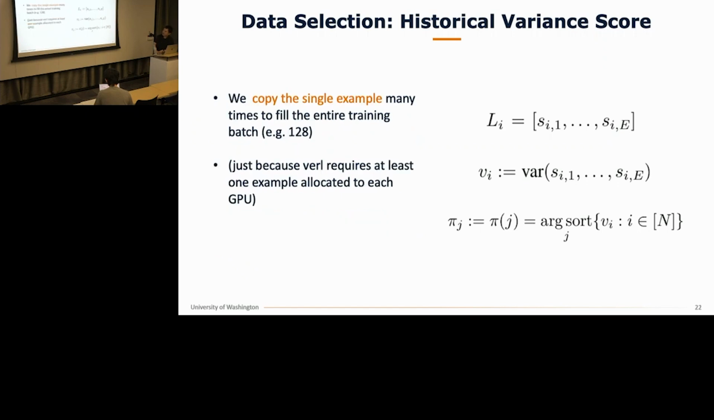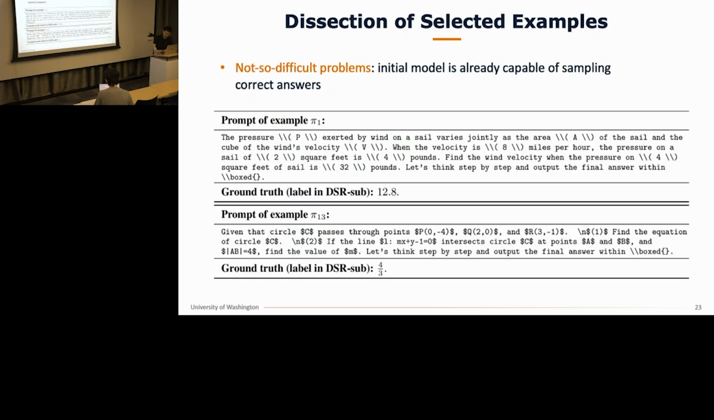Okay, so how do we actually implement it? In neural network training, you have a batch. What we do is we just copy the single example many times to fill the entire training batch, like 128. So each batch is basically the same, it's a copy. Okay? And within the batch is also a copy of the same example. This is for some technical reason, because this framework requires at least one example to be allocated to each GPU.